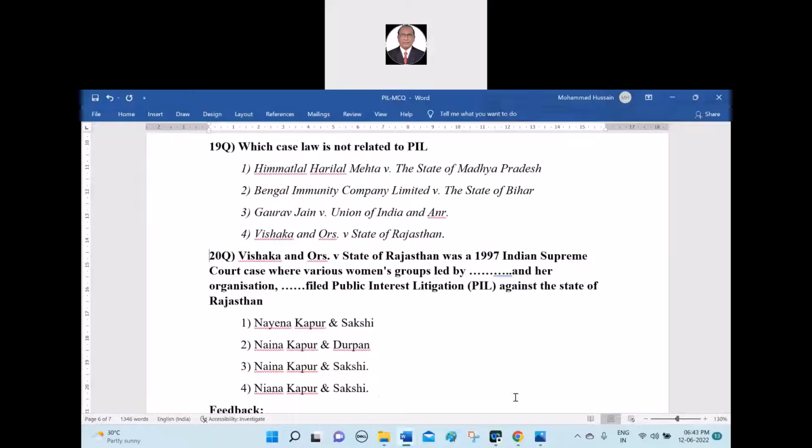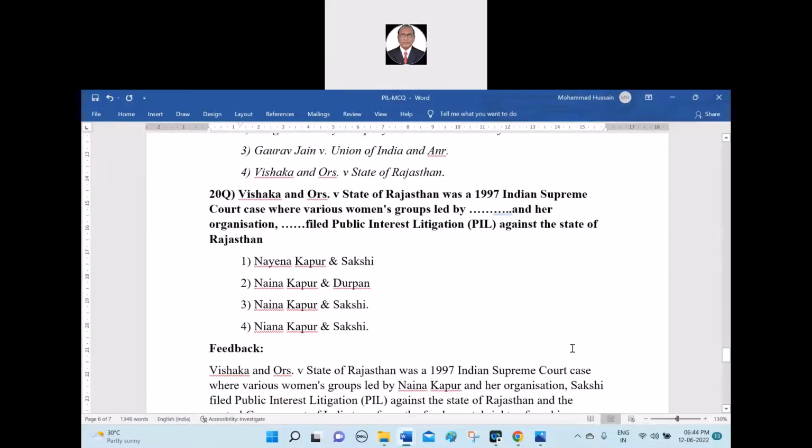I shared it on the screen. Hurry up. Say pass on. Sir, we are looking at the smartphone. I'm not very sure on this. First option, second option, third option, or fourth option? The answer is the third option. Naina Kapoor and ampersand symbol Sakshi, SAKSHI. This is the right answer which I highlighted. Is it clear? Yes, sir.